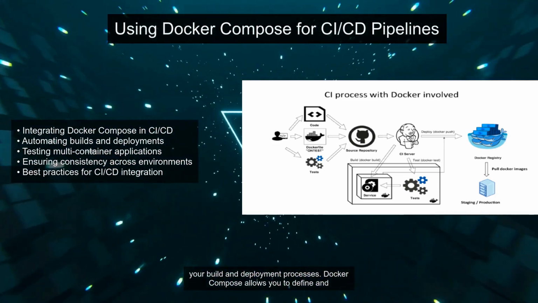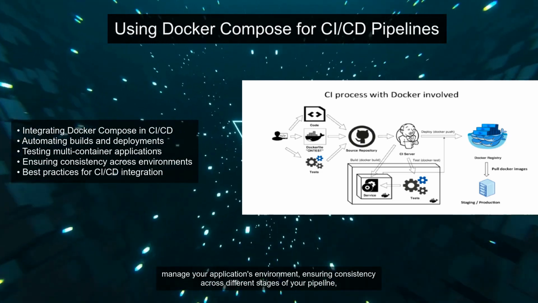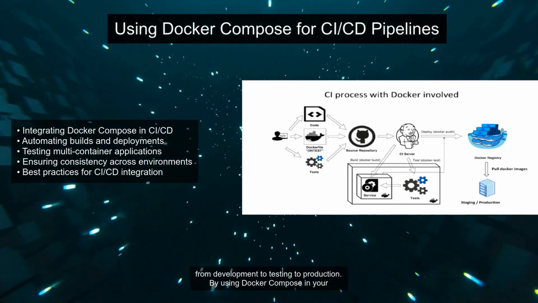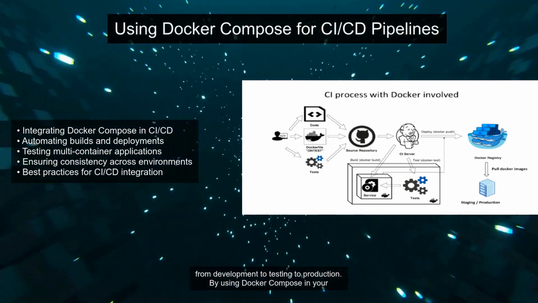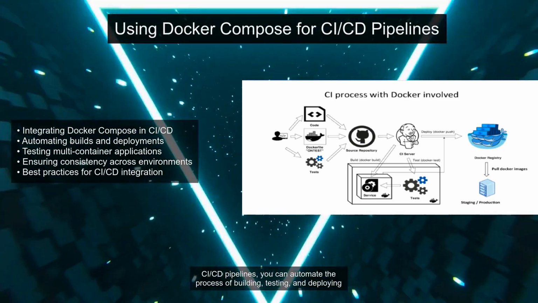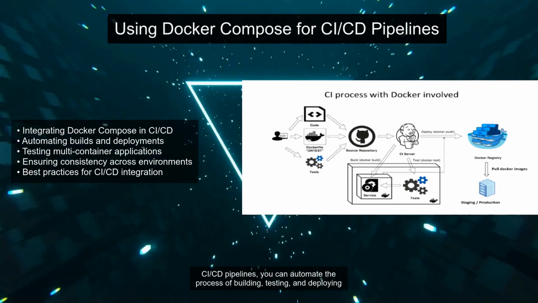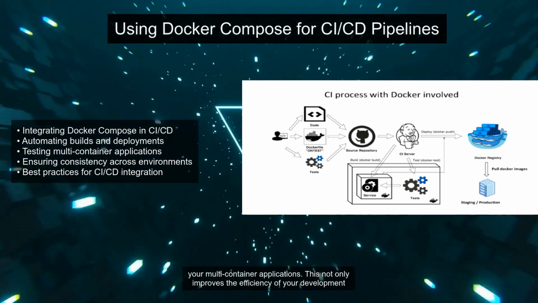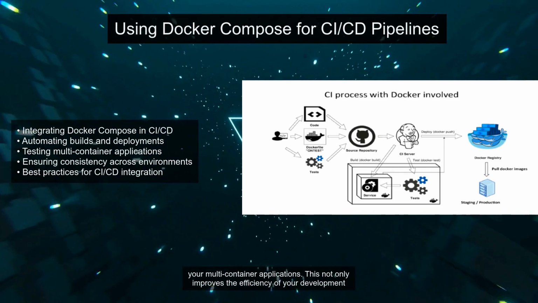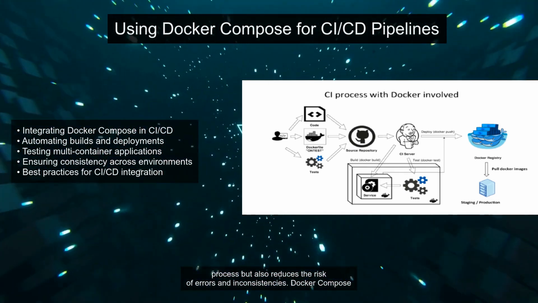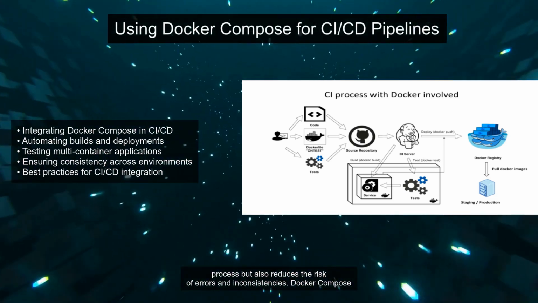Integrating Docker Compose into CI/CD pipelines is a critical step in automating your build and deployment processes. Docker Compose allows you to define and manage your application's environment, ensuring consistency across different stages of your pipeline, from development to testing to production. By using Docker Compose in your CI/CD pipelines, you can automate the process of building, testing, and deploying your multi-container applications. This not only improves the efficiency of your development process but also reduces the risk of errors and inconsistencies.